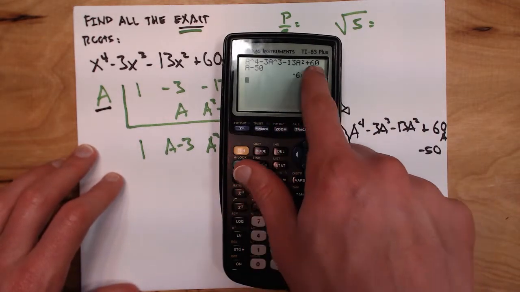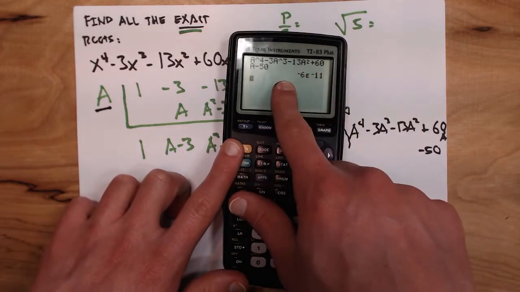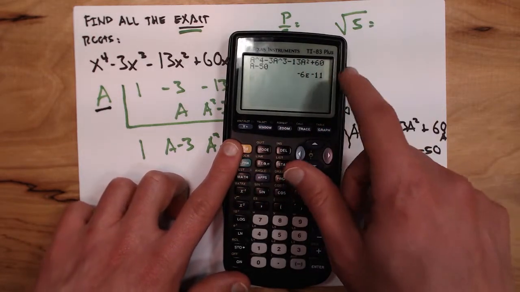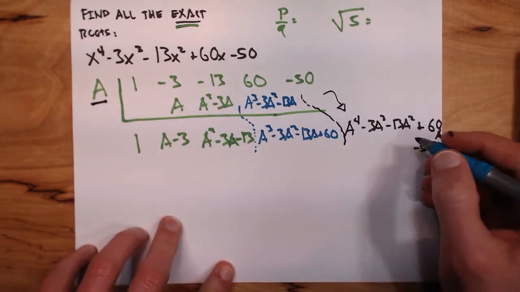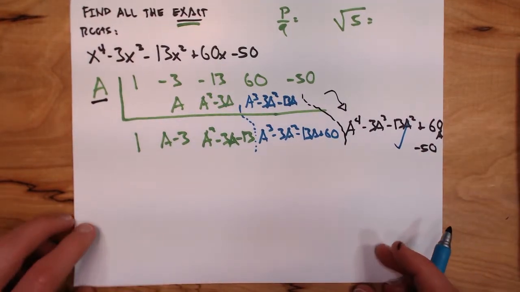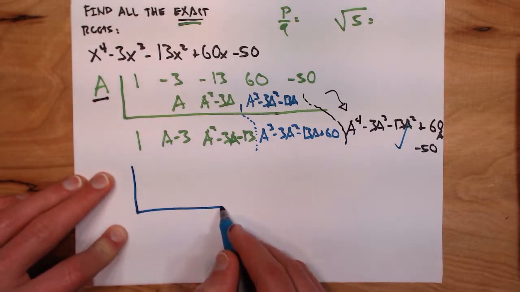Okay, so it doesn't say exactly 0, but I know that this is a very small number, times 10 to the minus 11th, so I'll take it. That's close enough to 0. That's going to be fine. So I'm going to put a check mark. We got this right. And now we have one more important step, and that's to synthetically divide again, and this time with our second root.